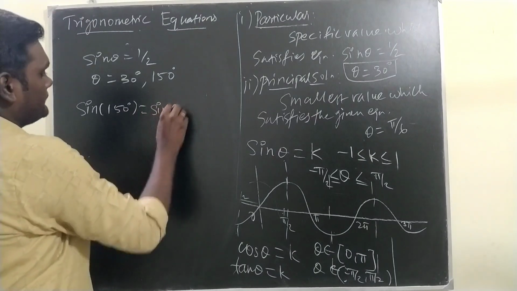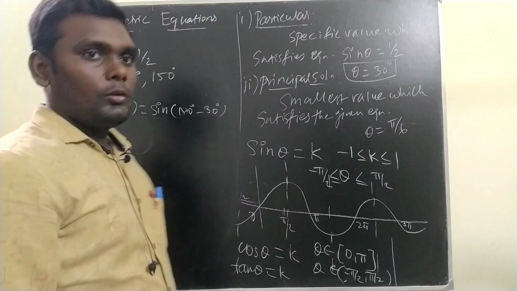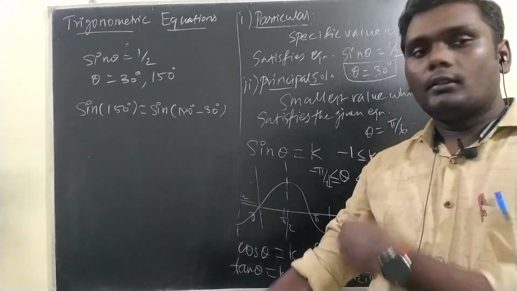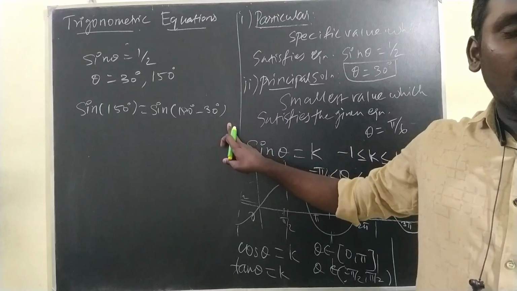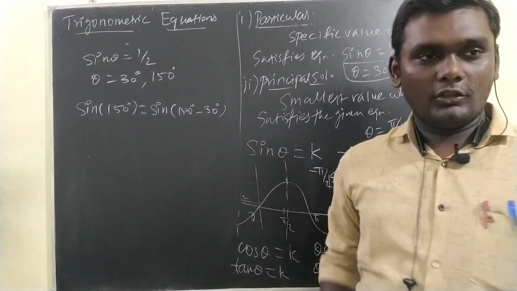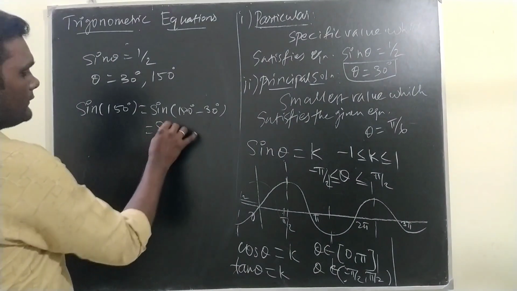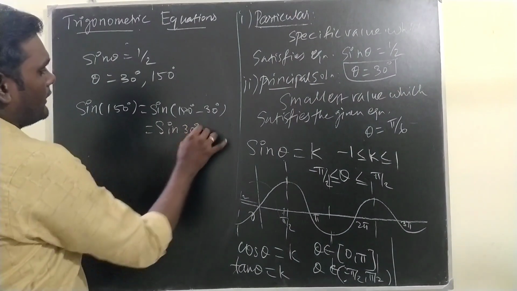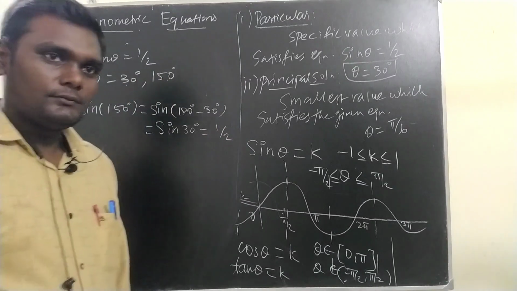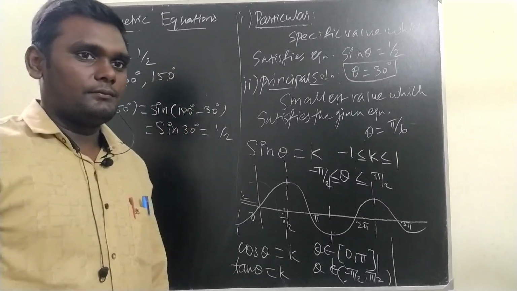It is sin of 180 degree minus 30 degree. 180 minus means that is second quadrant. Also 180 means there is no change. See, we have again sin 30 degree, that is 1 by 2 again. So we have two solutions. Both are solutions of this equation.